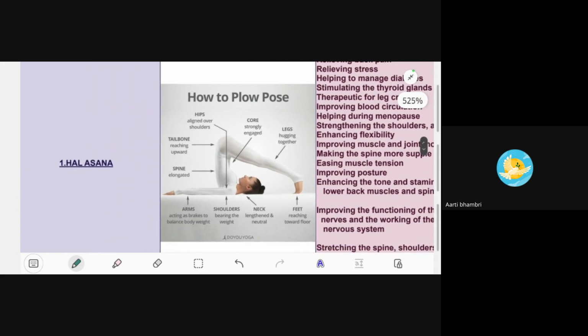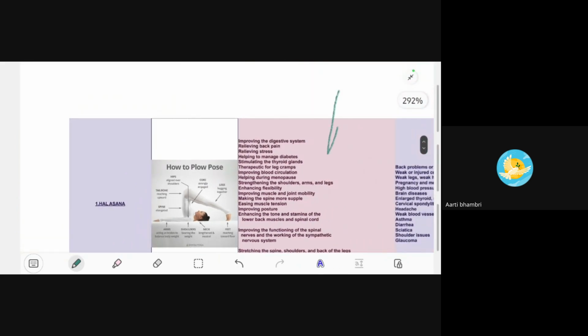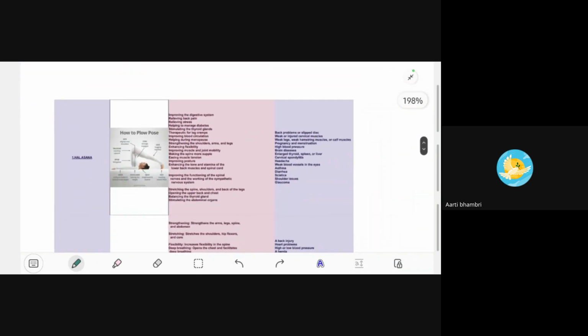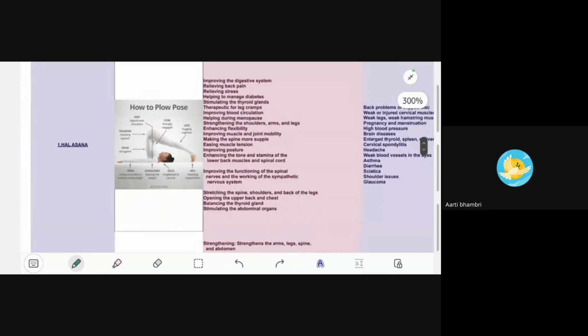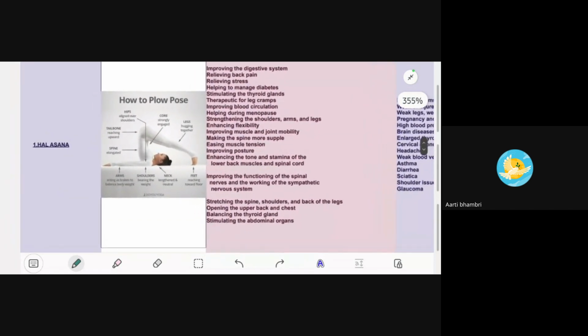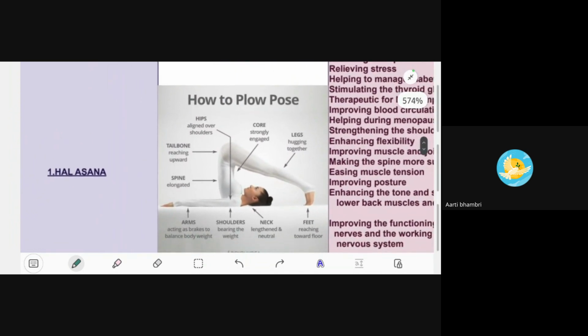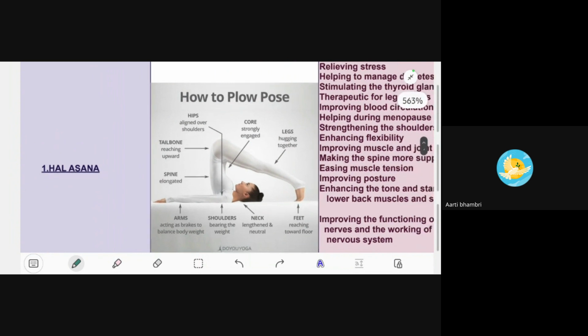Okay. From today's class, we're going to start our supine postures, our third line, supine postures. Supine postures are those in which we lie down on the back and perform the asana, so the base of our body would be the spine. The first asana we are discussing here is Halasana, the plow pose.